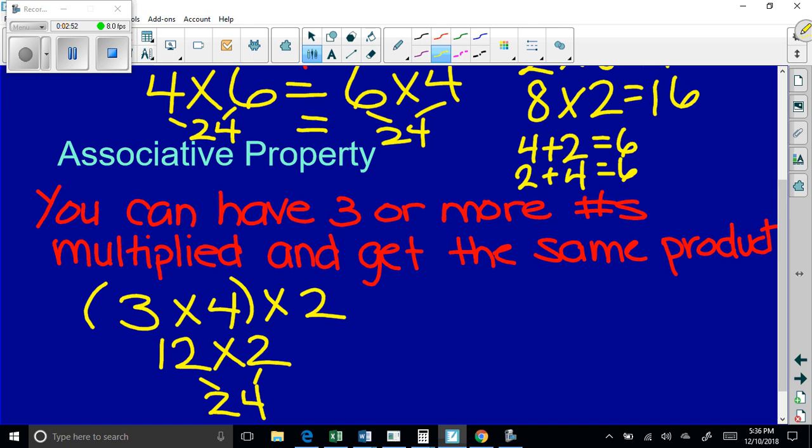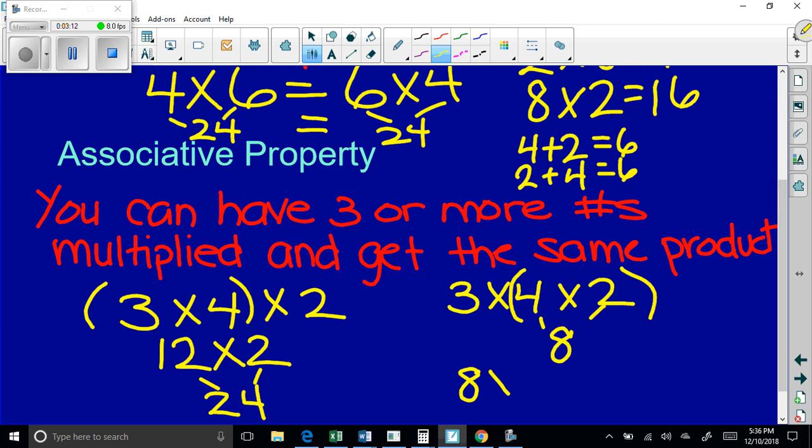But the associative property says I can take those same digits, and instead of doing 3 times 4 first, I could do 4 times 2 first. 4 times 2 is 8. So I can take that product, which is 8, and multiply it times 3. And of course, I know that 8 times 3 is 24.